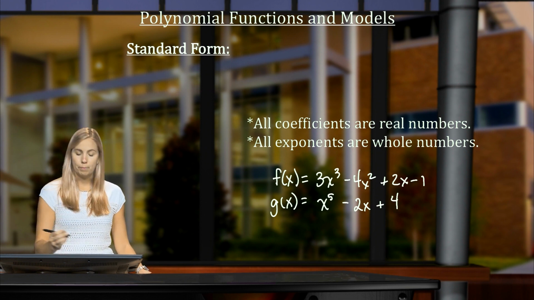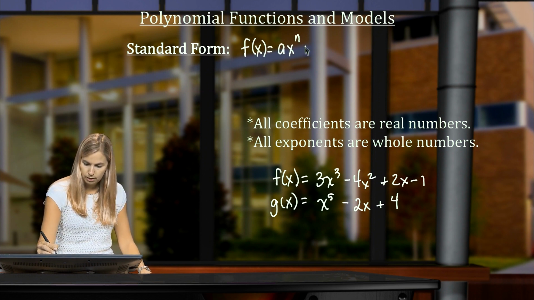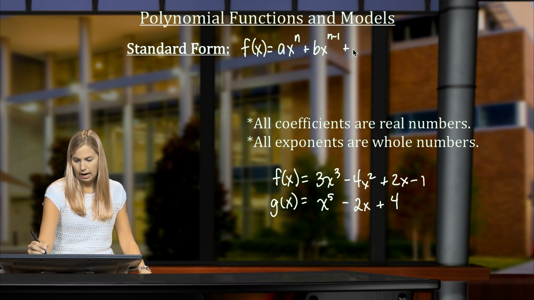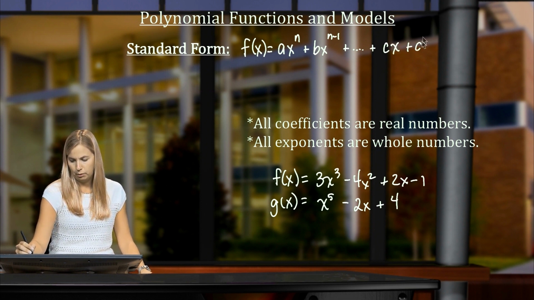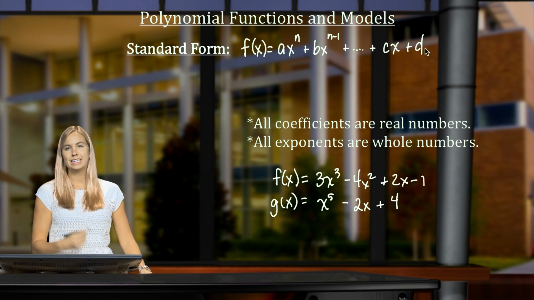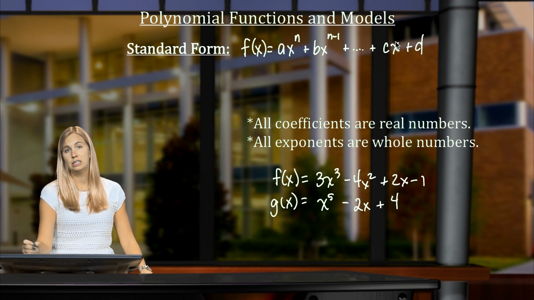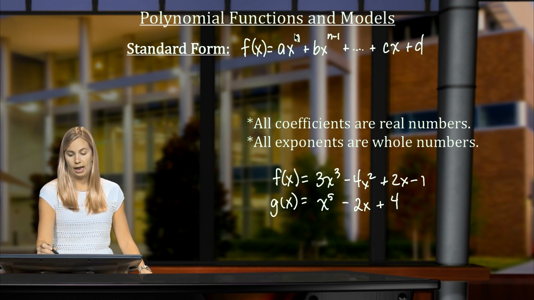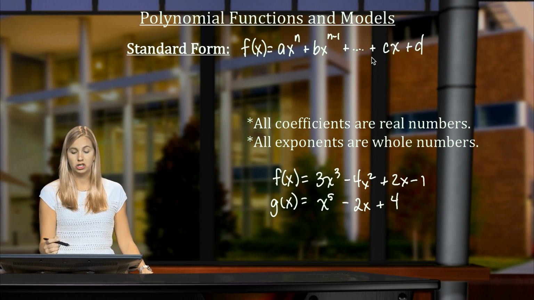Now, the standard form of a polynomial function, f of x equals ax to the n plus bx to the n minus 1. And this pattern will continue until we get cx plus d. Now, this is a bit cumbersome, but basically we're just showing that our exponents are in decreasing order, starting with n and going all the way to 1, and then this is actually x to the 0 on d. And it's just showing our coefficients.